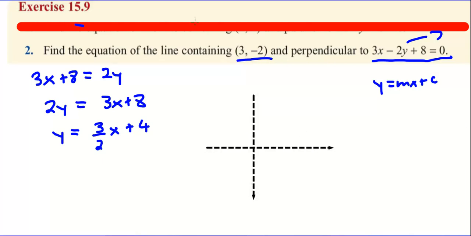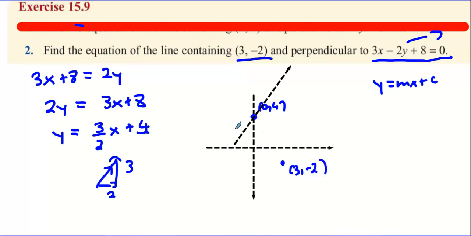Essentially what we have here, guys, is a line that has a slope of 3/2. A slope of 3/2 means you go 3 up and 2 across, so it's reasonably steep. And you're going through the point (0, 4). So there's (0, 4) right there, and you're going up at a slope of 3/2. Now what we have to do is get this point (3, -2), which is roughly down here, and we need a line that's perpendicular to this line here.